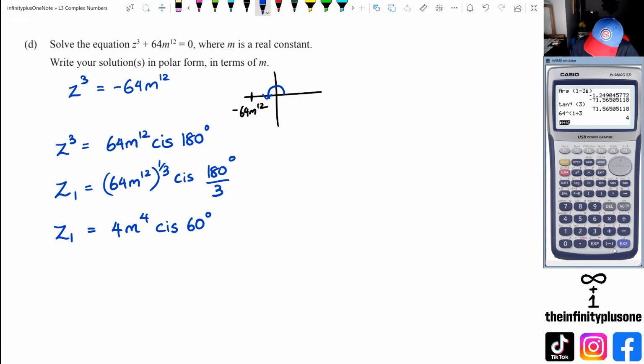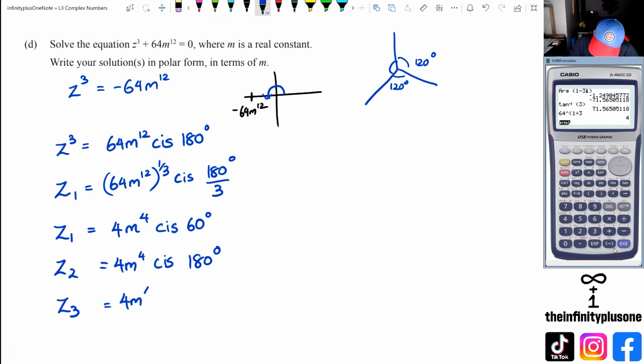Now this is z cubed, so what we're going to have is 3 roots, which means there is a 120 degrees difference between each of those roots. So z2 will be 4m to the power of 4 cis 60 plus 120, so that's going to be 180 degrees. And then z3, which is the final root, is going to be cis 180 plus 120, which is 300 degrees. And folks, with that, we are pretty much done with this question.